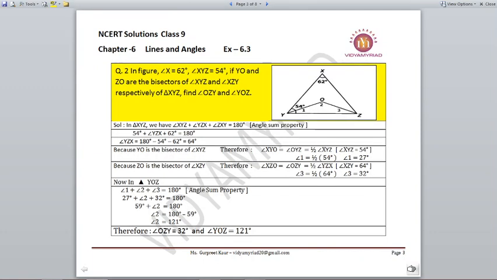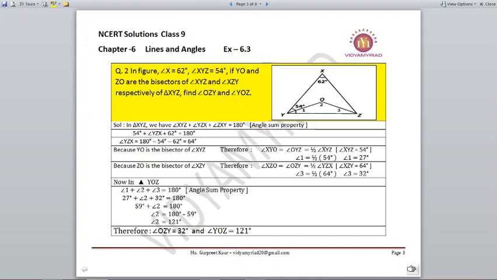Question number 2. In the figure, angle X is given as 62 degrees and angle Y, total angle Y, is 54 degrees. If YO and ZO are the bisectors, which means, if I see your OY line, the 54 degrees will be divided, so that will be half the angle. And angle 3 will be angle ZOZY, that will be half of the total angle. So that means your angles will be divided equally into halves if they are the bisectors.